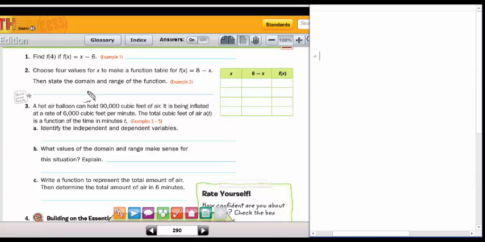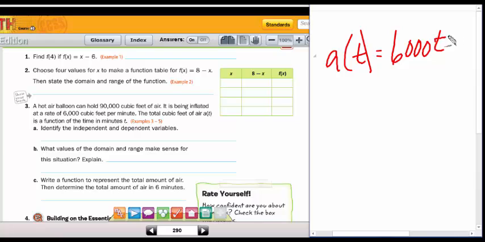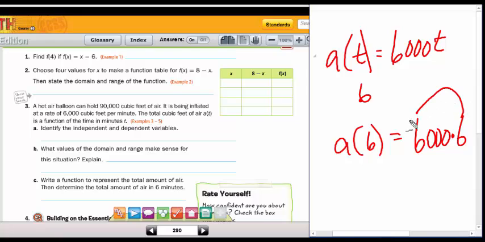And then the last thing they want us to do is write a function to represent the total amount of air and then determine the total amount of air in 6 minutes. You remember that one of the first things I did was think of A of t as equaling 6,000 times t. We did that right in the very beginning, and now in this case we're asking for 6 minutes. So we have a t value of 6 minutes. So A of 6 is going to equal 6,000 times 6. We can do this in our head. 6 times 6 is 36. And put the zeros back on. There are 3 zeros, 36,000 cubic feet. So that would be feet cubed.